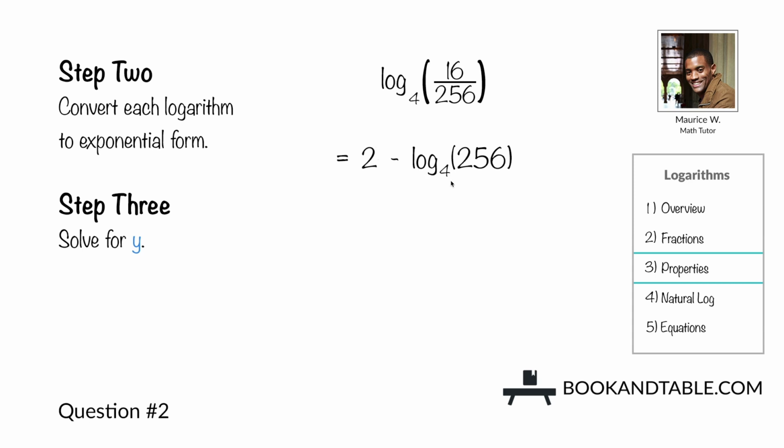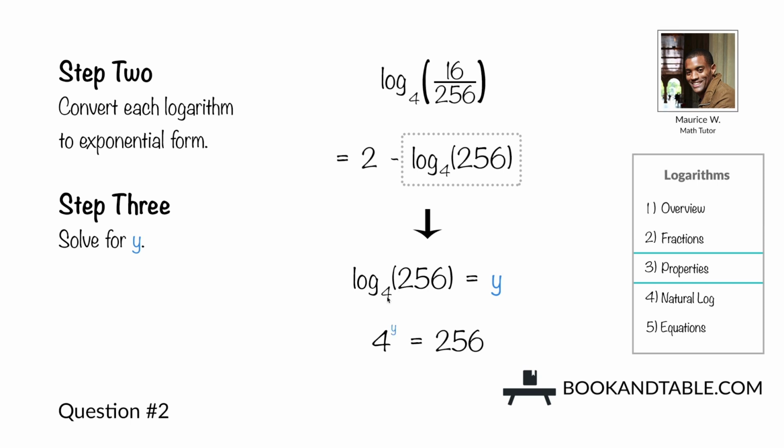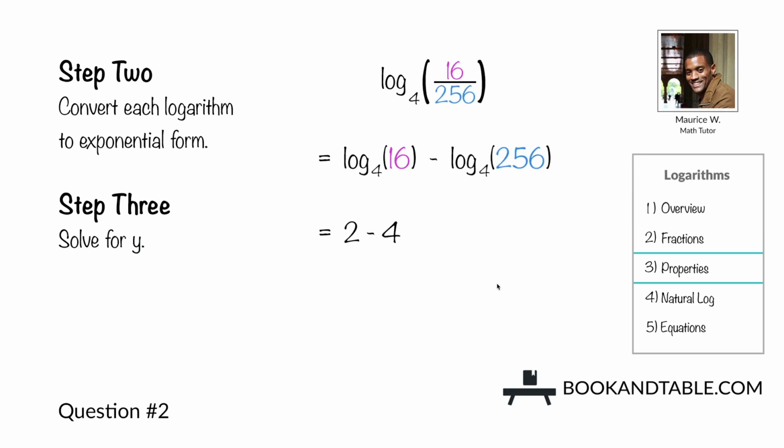And now we change this logarithm to exponential form. So we set it equal to y. And now we convert it by taking the base 4, raising it to a power of y, and setting that equal to 256. 256 is equivalent to 4 raised to a power of 4, showing us that y is equal to 4 here. So we can replace this term with its equivalent value 4.